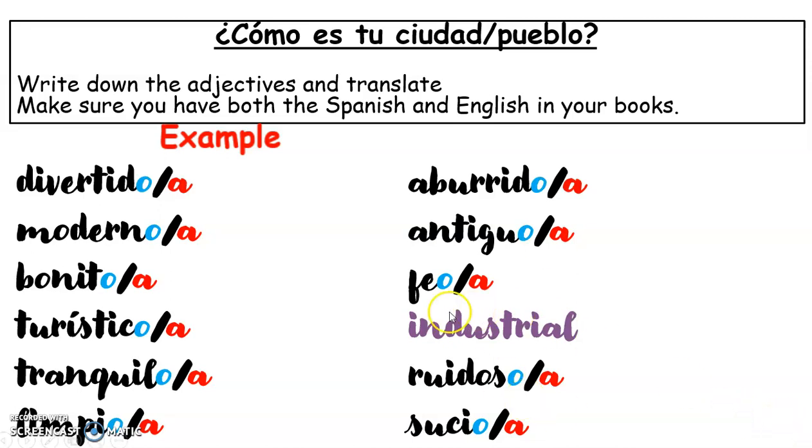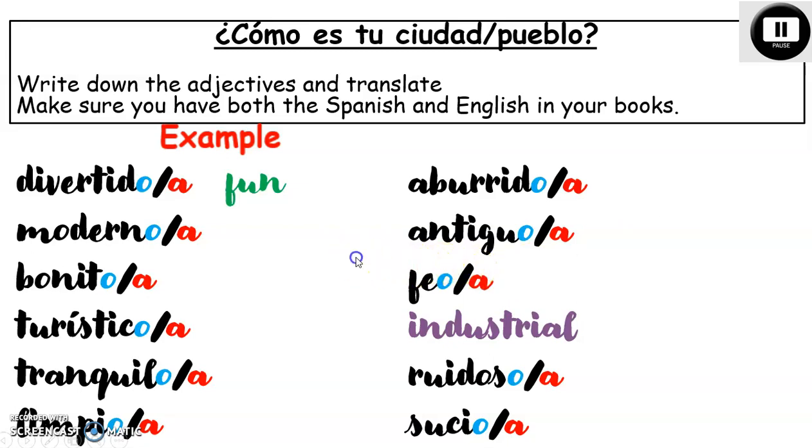Here we got one, industrial, that is in purple because it's the same for masculine and feminine words. So for example here, divertido or divertida means fun. So pause the video and translate, write down and translate all these words.